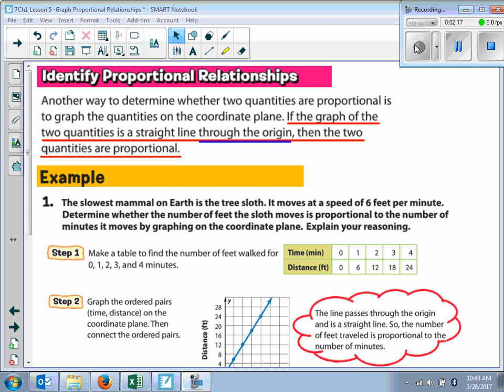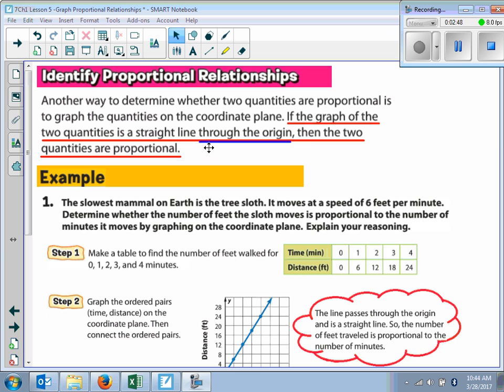So the first thing we're going to talk about is identifying proportional relationships. Now you know we already talked about identifying proportional relationships before spring break, right? When we looked at the ratios in the tables, if the ratios were equal, then it was proportional. If the ratios were not equal, then it was not proportional. Here, another way to determine if two quantities are proportional is to graph the quantities on the coordinate plane.